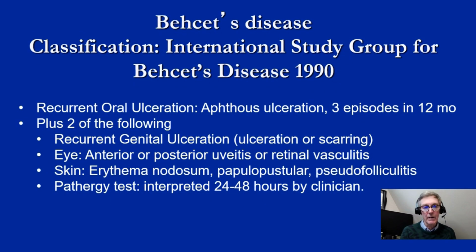And then plus two of the following. One, of course, is genital ulceration, and then either eye involvement or skin involvement, and specifically looking for erythema nodosum or papulopustular lesions or pseudofolliculitis, or a pathergy test. So if they had two of the three of those, they would consider that consistent with Behcet's for studies.